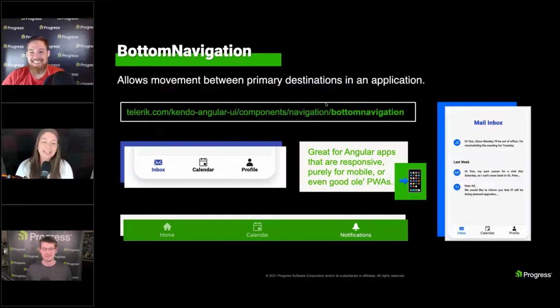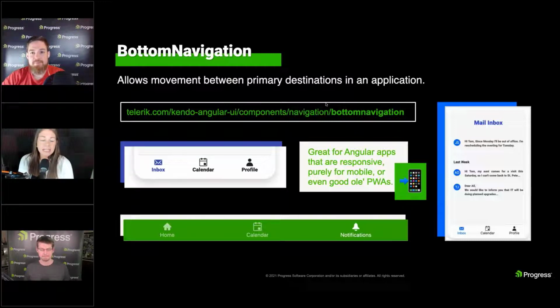So I'm so excited about the bottom navigation. It is really cool. I will make time to show you the demo, because it plugs into the Angular router and uses the routes that you pass to it. Then you can add a little more configuration to your route config, where you give text or an icon, and you can use those to plug it into that bottom navigation that's glued to the bottom of your screen. So it's great for Angular apps that are responsive, purely for mobile, or even good old PWAs.